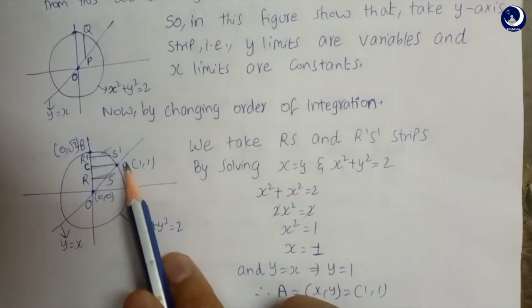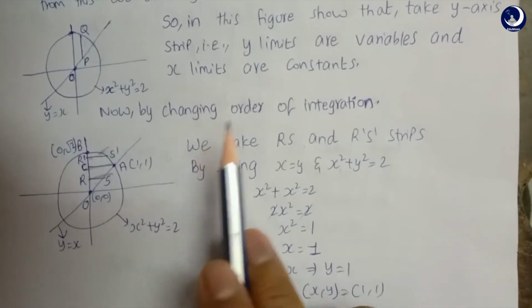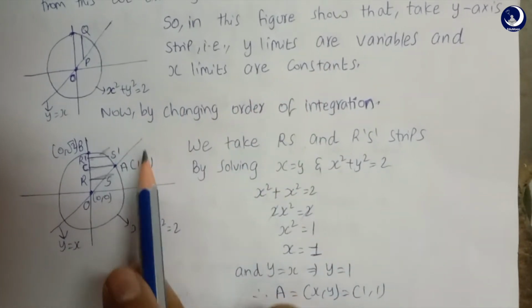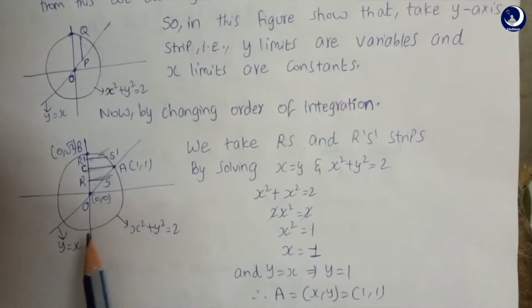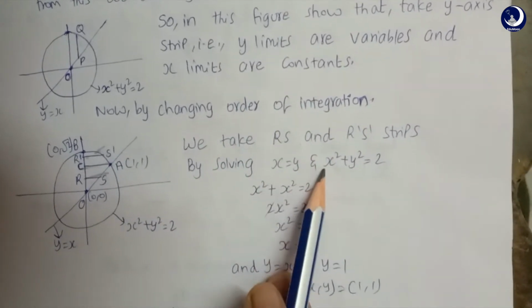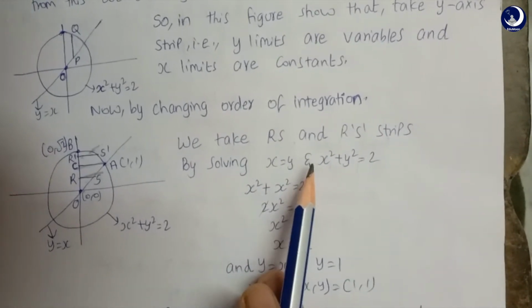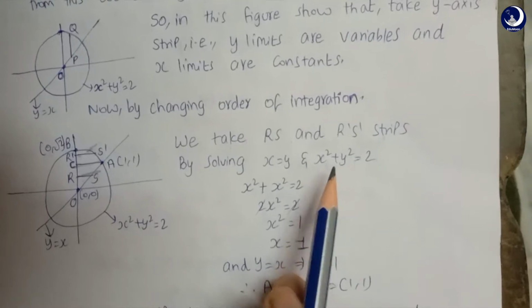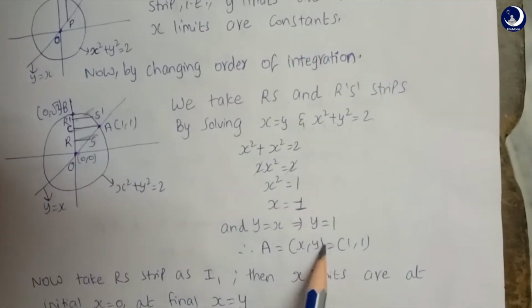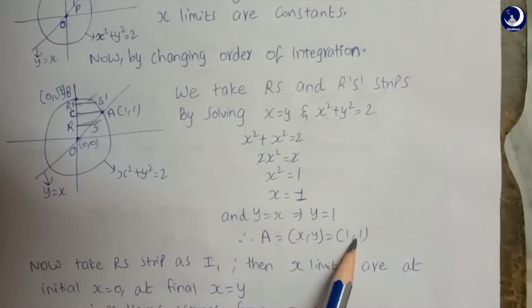We have to get the common point A by solving these two equations, y equal to x and x square plus y square equal to 2. By solving these two equations, we get a common point: x equal to y and x square plus y square equal to 2. By solving this, I put x in place of y. We got x equal to 1, y equal to 1. So the common point was (1, 1).